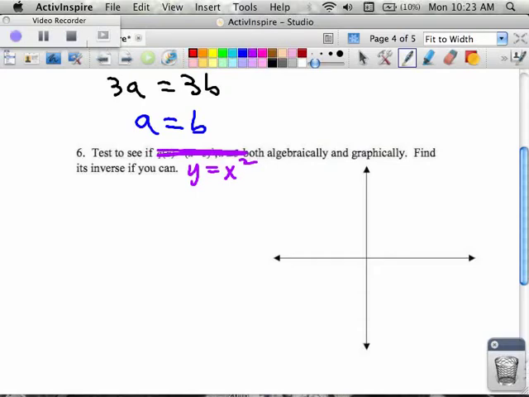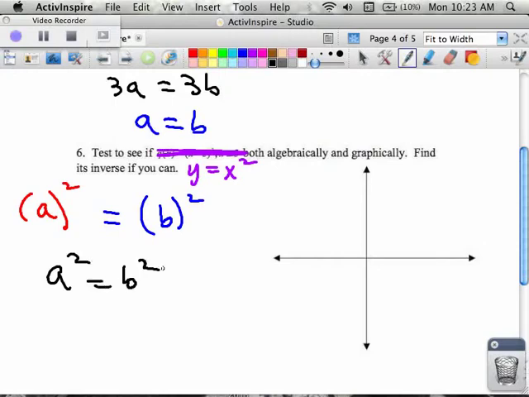So first time I plugged in an a, and it's being squared. And then the second time I'm plugging in a b, and it's squared. And if these two things are the same, then the a and the b should be the same thing, right? So I know that I now have a squared equals b squared. So in order to get to a and b, I have to square root. So I square root both sides, because I know that's what I'm supposed to do.